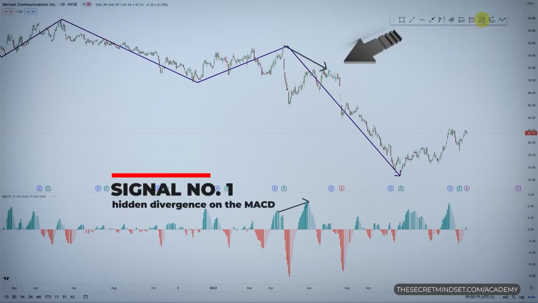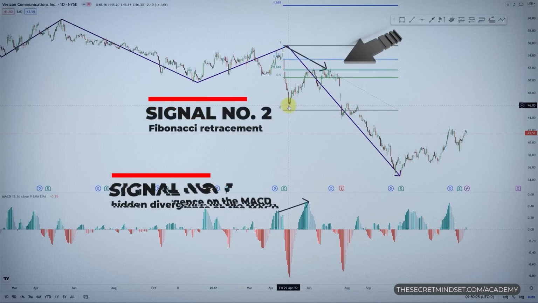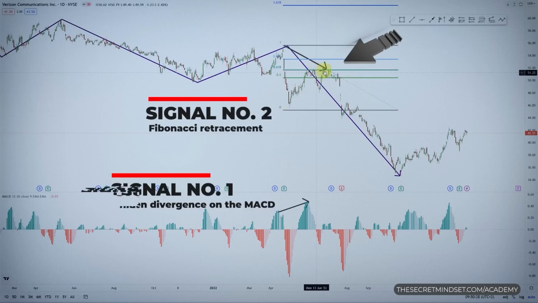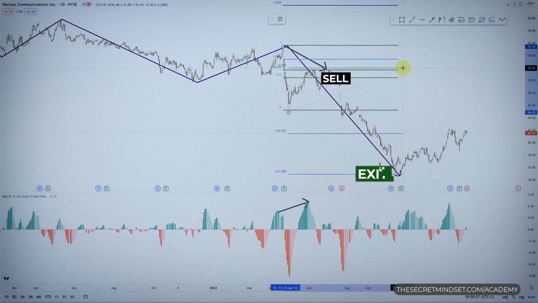The first leading signal came from the hidden divergence present on the MACD, and the second leading signal came from the Fibonacci retracement. This was a perfect moment to go short, and if you remained patient and applied solid money management, you would have tripled your initial risk with ease.